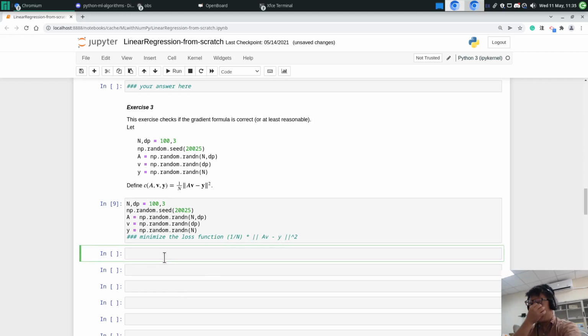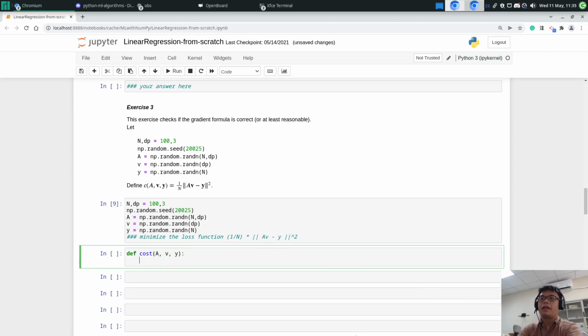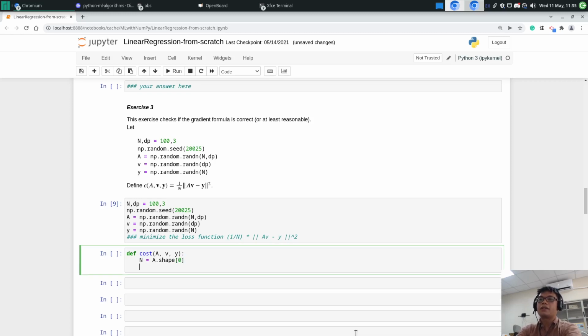And somehow I call that cost function. There's no particular reason. If you give me A and v and y, I should be able to calculate this function. So let's say n is equal to the first coordinate of the shape, and then you simply calculate this quantity. Return the loss: 1 over n times np.sum of (A dot v minus y), and you have to take the square sum, right? So you can do this.